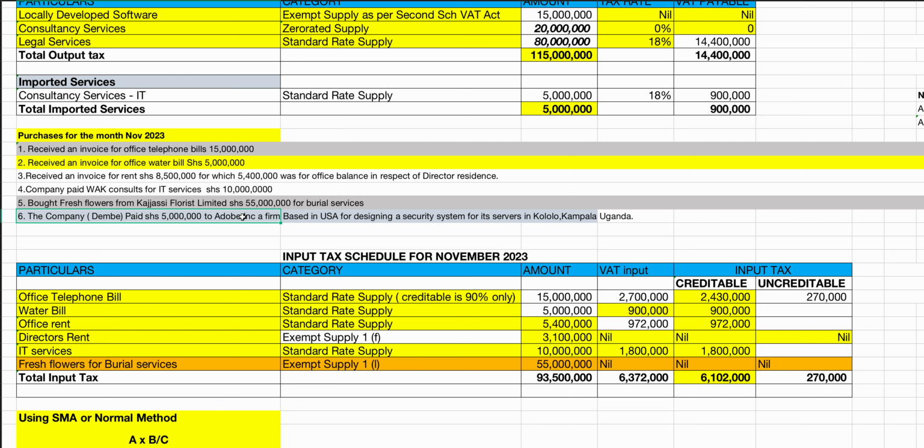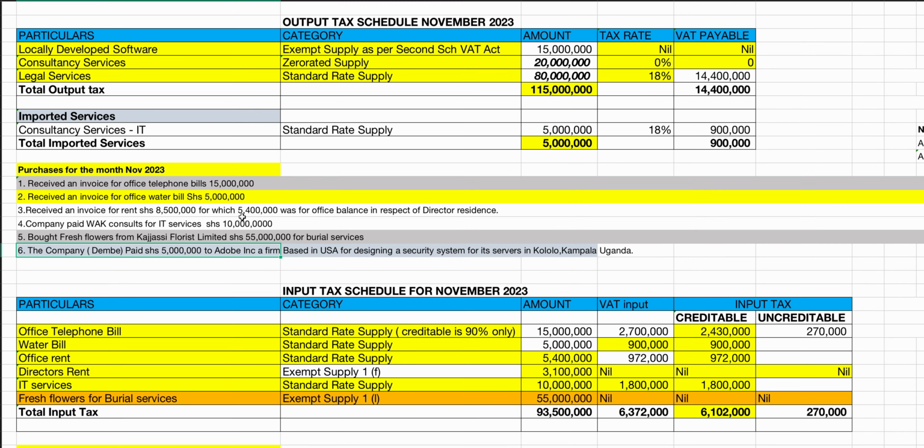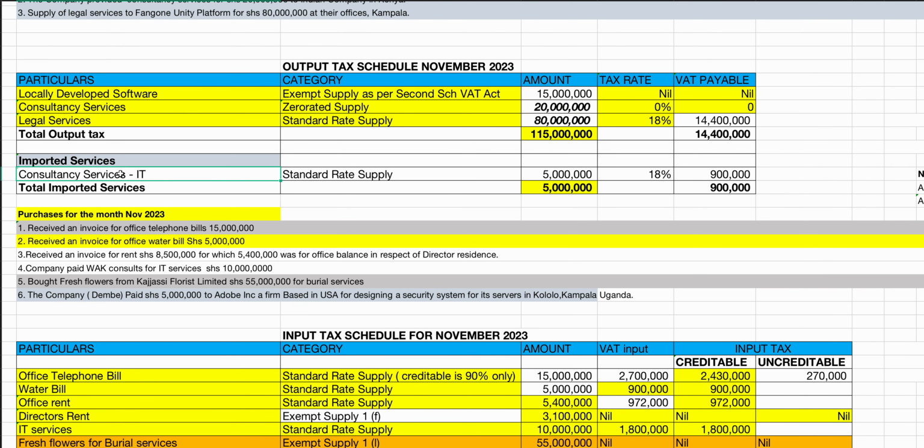Yes, it's a very interesting topic, and it's one of the things the current URA audits are using, and URA is collecting some good money from various entities when it comes to licenses and various consultancy services offered online. So our imported service, as we said, is not an output tax, but it will be added to our tax payable in the end. And for 5 million here, at the 18% rate, it's 900,000.